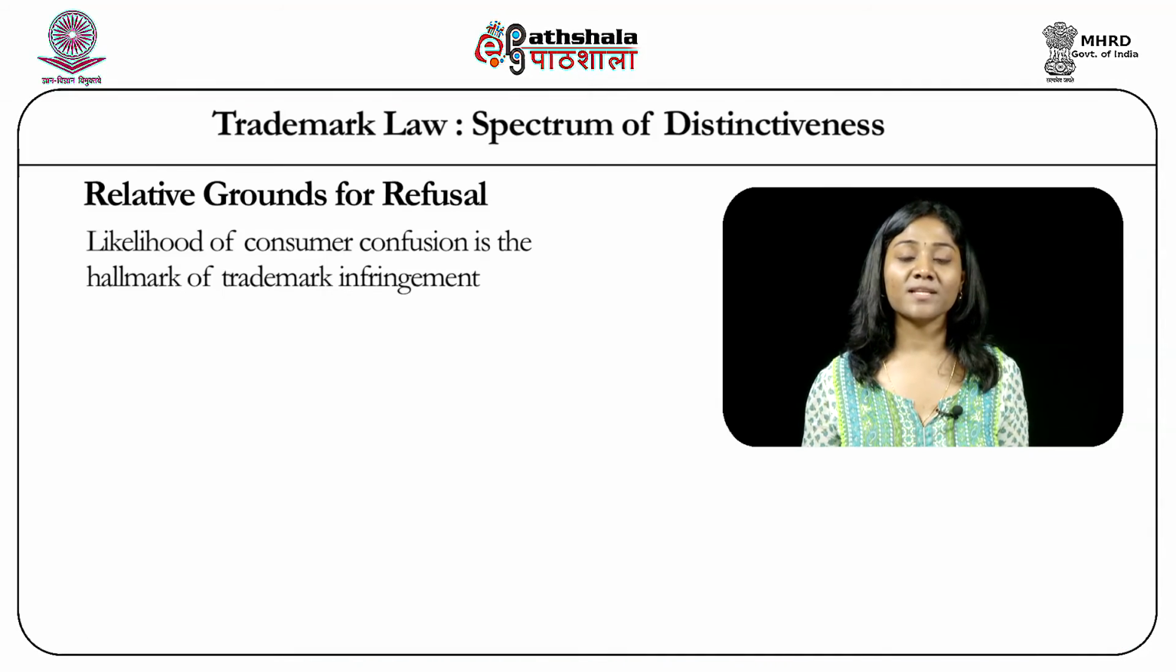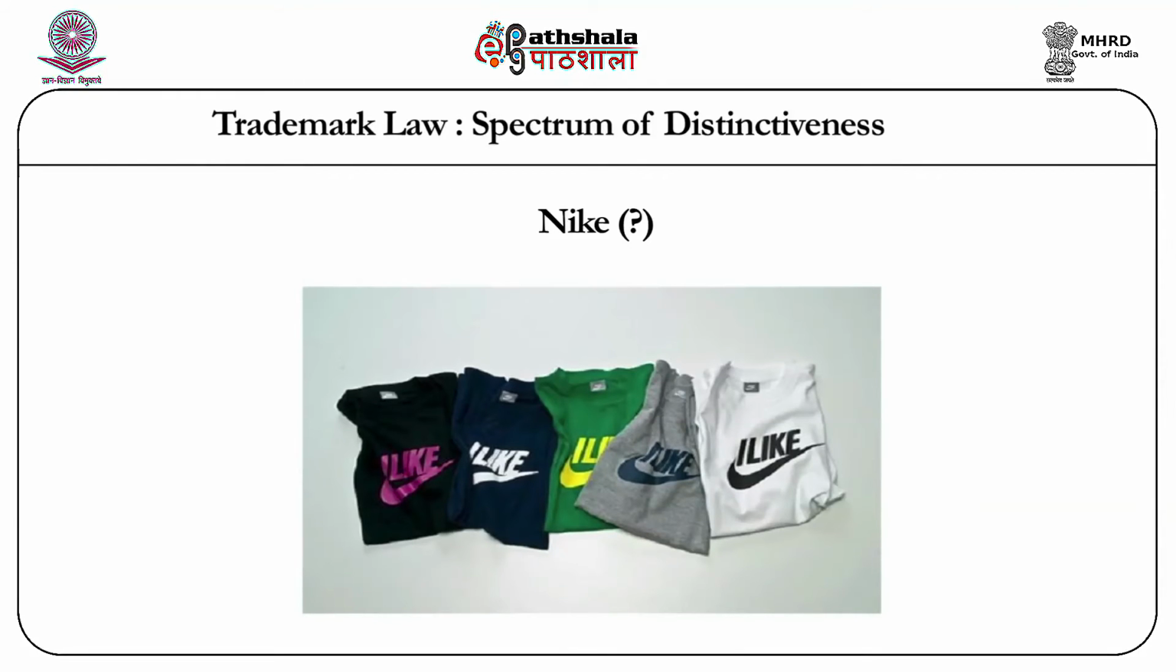Other examples would be, say, the Nike swoosh. Nike has merchandise in clothing as well, and if a second mover sells similar merchandise writing "I like" with the same sort of swoosh, then the consumer is confused whether it originates from Nike itself or not, and therefore an action for infringement, or even for that matter dilution, can be applied.